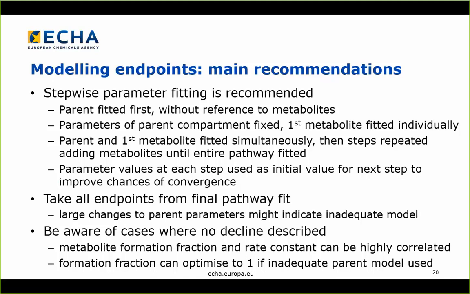As I mentioned, be aware of cases where there's no decline phase described, because metabolite formation fraction and rate constant can be highly correlated. If your formation fraction optimizes to 1, again, that might be due to an inadequate parent model being used. And you might know from the data that you have that a formation fraction of 1 is extremely unlikely, because you know there are other metabolites that are going to be formed in sequence with, or in parallel to, the metabolite that you're really interested in. So you might know that you're not expecting a formation fraction of 1.